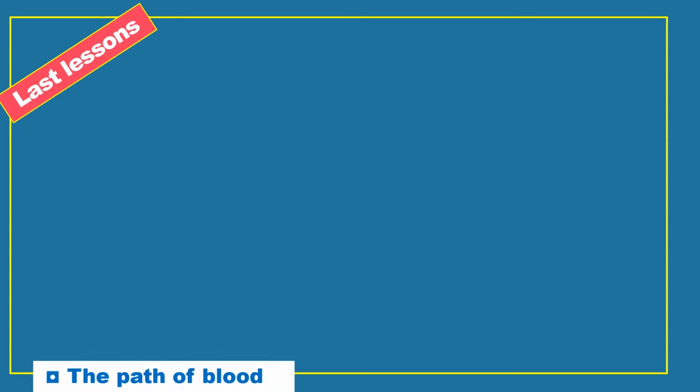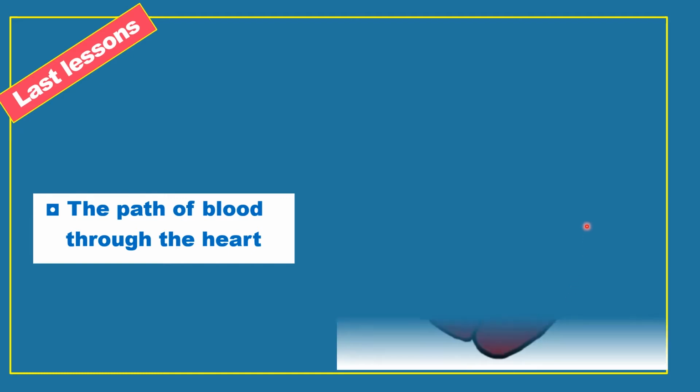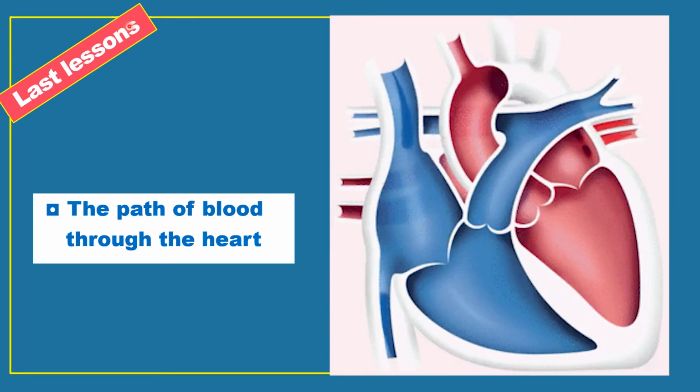We have studied also the path of blood through the heart. This is the heart, and I said the blood comes from all the body parts to the right atrium through the superior and inferior vena cava, as you see on the screen. Then the right atrium contracts, and the blood flows into the right ventricle through a valve.